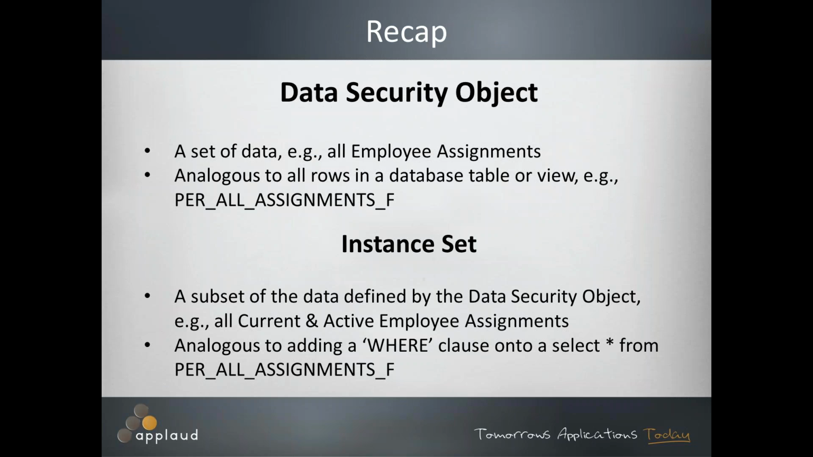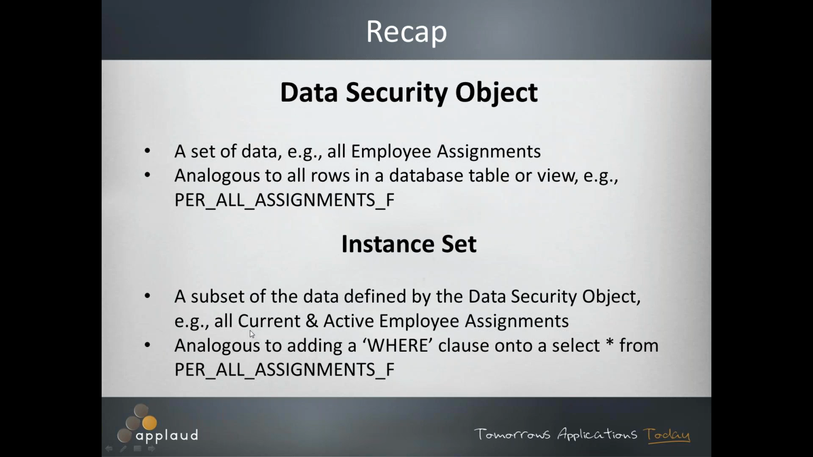So let's recap that. Data security object, data object, object, all the same sort of thing in Oracle terms. It's a table or view on the database, and it describes the set of data returned from a select star against that table or view. So the Applaud HR assignments data object, for example, describes every single assignment on the table per all assignments F. And then the instance set is simply restricting down the number of rows returned by that data object to a more discrete set.